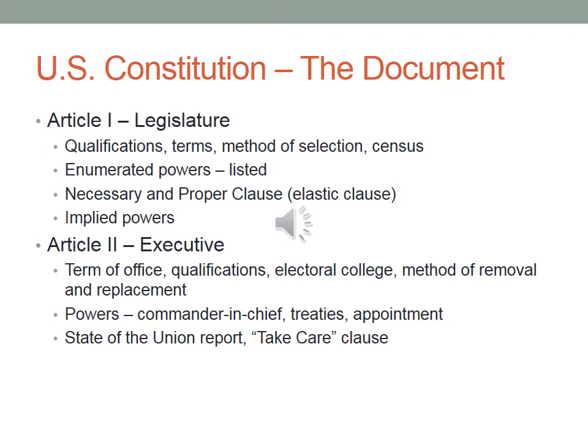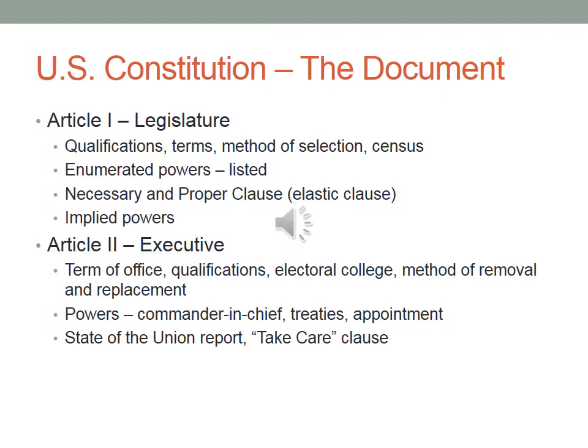Of course, the enumerated powers are the listed powers, things like declare war, the ability to tax, to regulate interstate commerce. And the necessary and proper clause basically gives the Congress power to make any laws that are necessary and proper to allow them to regulate commerce, allow them to tax, allow them to raise an army or declare war. And basically, the necessary and proper clause gives Congress implied powers. Implied means that they're not necessarily listed, they're not necessarily obvious, but it's just understood that Congress needs these powers. It's implied. And we'll talk more about the necessary and proper clause, I think, when we talk about federalism.